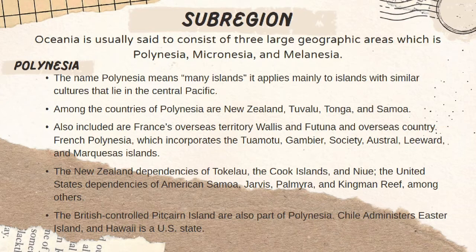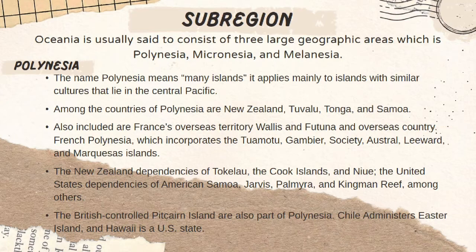Subregions. Oceania is usually said to consist of 3 large geographic areas, which are Polynesia, Micronesia and Melanesia. Polynesia. The name Polynesia means many islands. It applies mainly to islands with similar cultures that lie in the Central Pacific. Among the countries of Polynesia are New Zealand, Tuvalu, Tonga and Samoa.